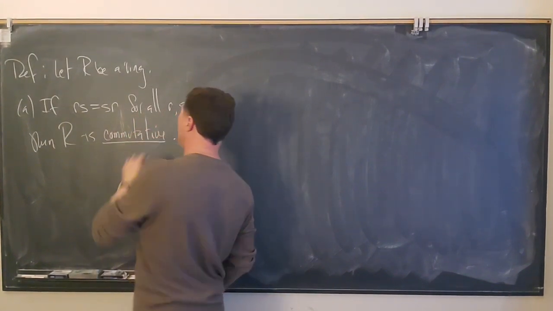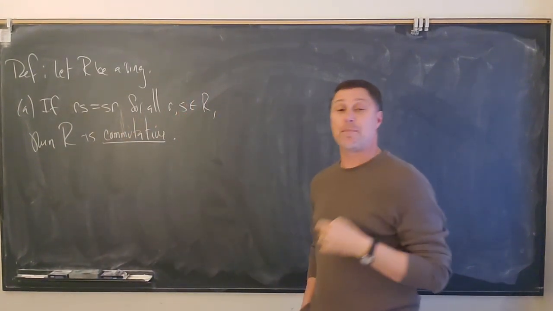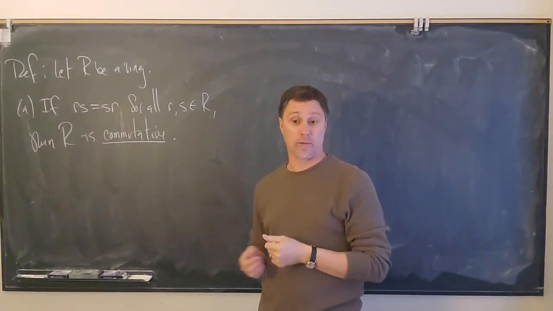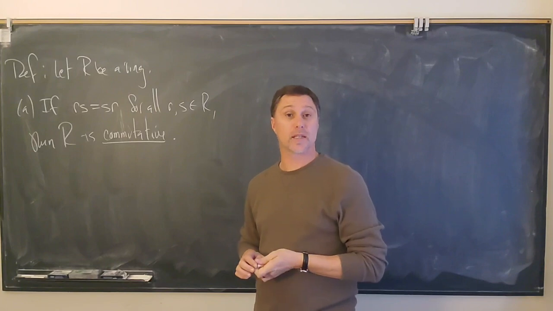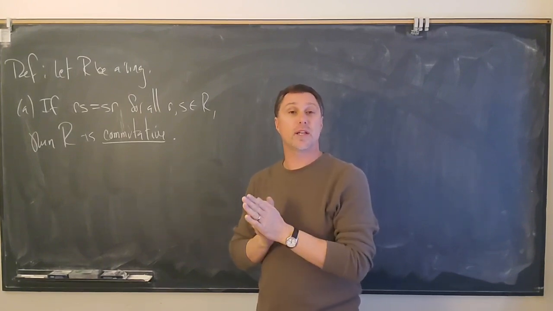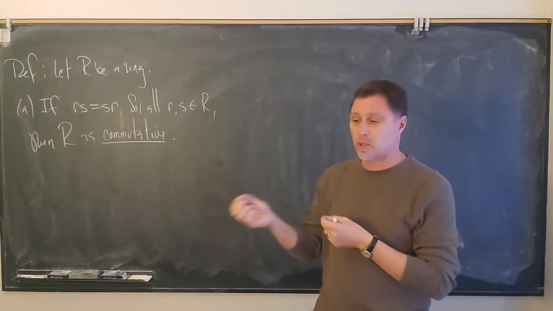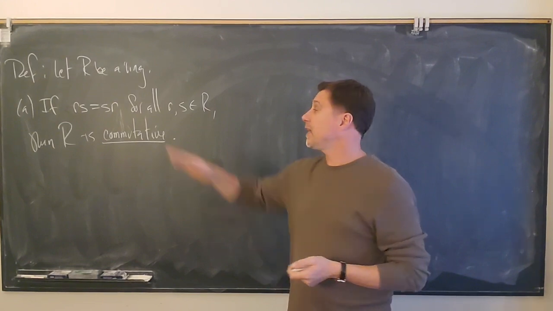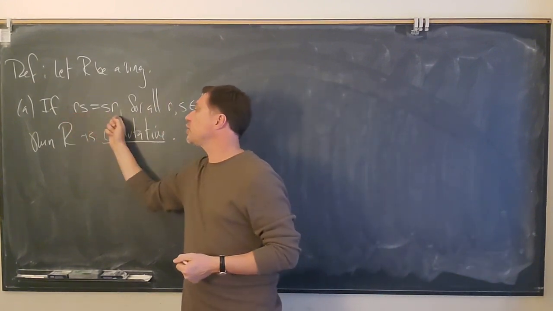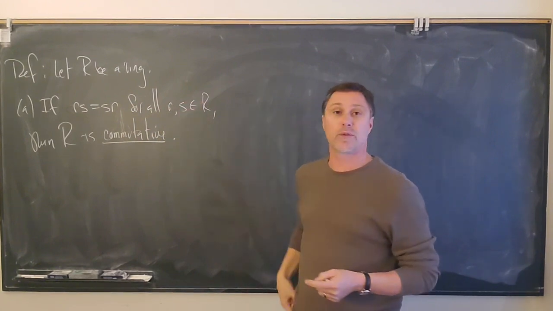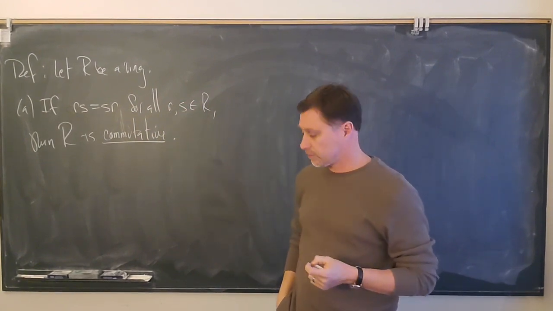Remember, rings have two operations, and by definition, the addition operation is commutative. R with respect to plus is an abelian group. But there is no such condition built in for multiplication. So sometimes when you multiply two elements of a ring in two different orders, you can get two different answers. In the case where no matter which two elements you multiply, you get the same result in either order, then we say that we've got a commutative ring. We say that R is commutative.